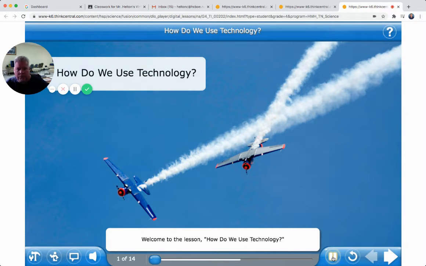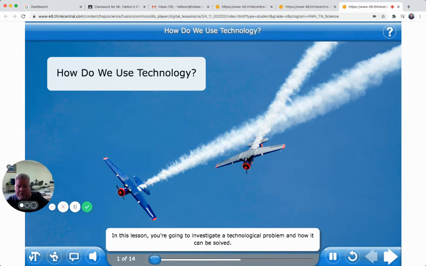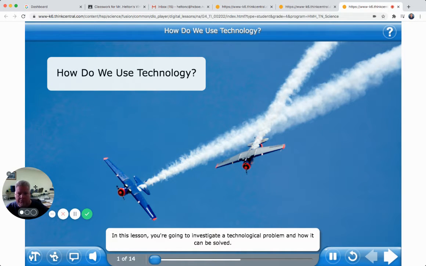Welcome to the lesson, How Do We Use Technology? In this lesson, you're going to investigate a technological problem and how it can be solved. You'll use a model and evaluate solutions for the design of a model airplane to meet certain requirements.